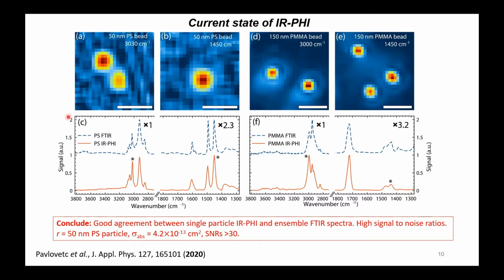Now, after raster scanning the sample and locating areas of interest, particles of interest, we can take a local infrared spectrum, a single particle infrared spectrum, by recording the IR-PHI signal as a function of wave number or as a function of different lasers. The spectral fidelity for polystyrene, by comparing it to FTIR, and for PMMA is looking very good. So the technique works as advertised: super resolution imaging with great spectral fidelity and very high sensitivity.